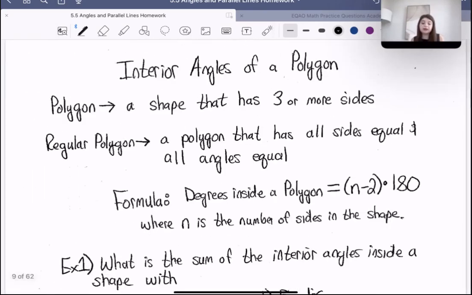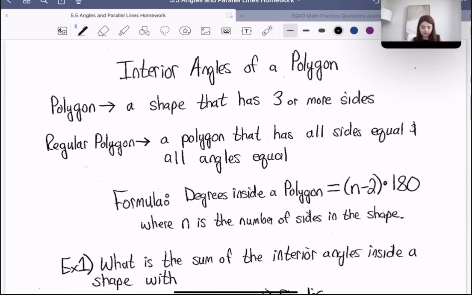So what is a polygon? A polygon is a shape that has three or more sides, right? So for example, a triangle is a polygon. And actually that one you already know. You already know that the angles inside of a triangle add up to 180 degrees, right? Now, what's a regular polygon? A polygon that has all sides and all angles equal, right? So, for example, the equilateral triangle would be an example of a regular polygon because all three sides and all three angles of an equilateral triangle are equal. So, that's good.